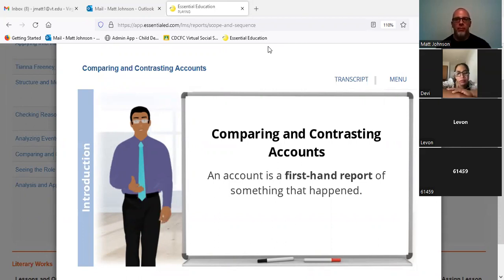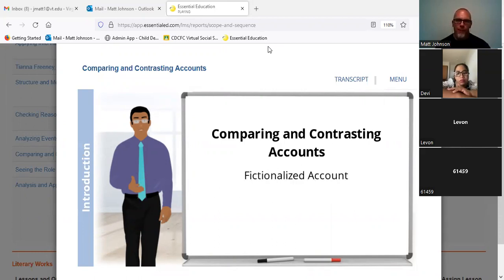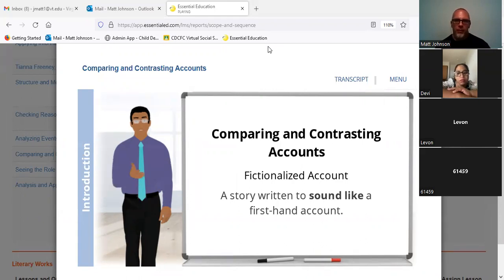Every once in a while, you'll see something called a fictionalized account. That's a story written to sound like a first-hand account. Fictionalized accounts are just another kind of account. Just be careful that you don't confuse fiction for fact when reading accounts.